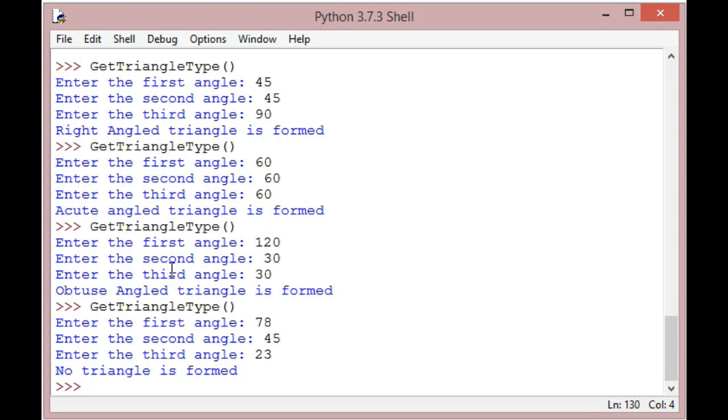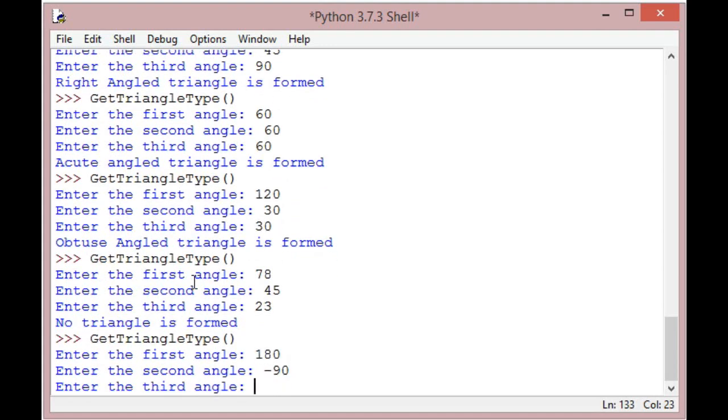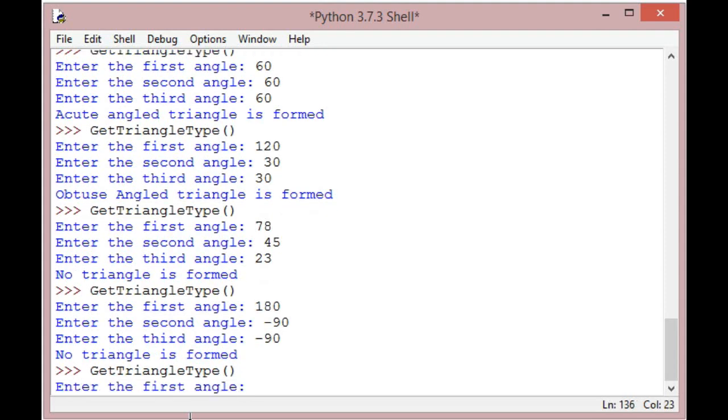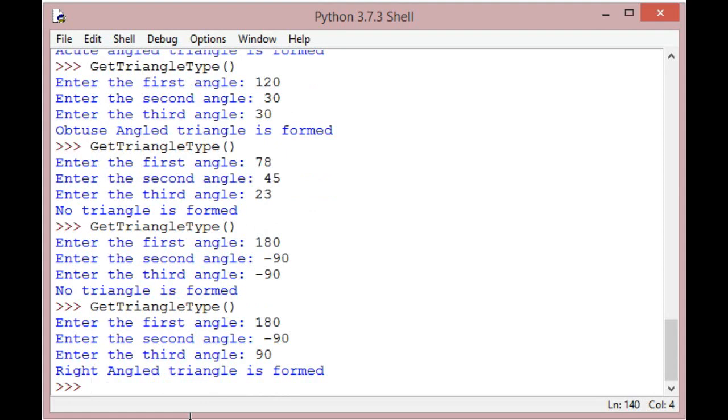Now I would like to show you one very interesting thing. The interesting thing is, if I put like this, that means it is accepting the negative numbers. But now see the problem. It is showing a right angle triangle is formed. Now, is it possible to have an angle negative? So if it is not possible, our program is allowing us to do so. So how to rectify it?